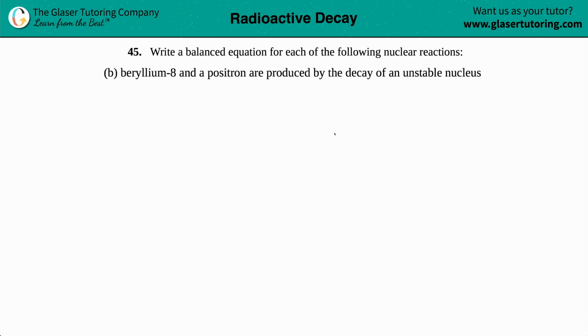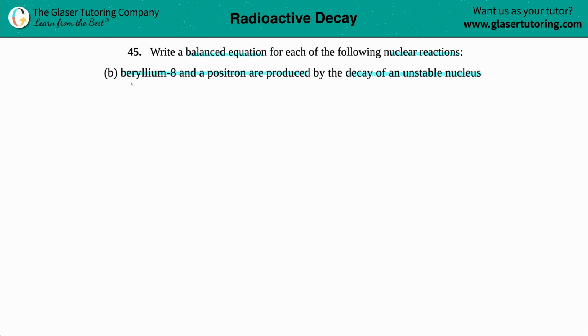Number 45. Write a balanced equation for each of the following nuclear reactions, and then we have letter B. In this case, we have beryllium-8 and a positron produced by the decay of an unstable nucleus. From this information, we have to make a balanced equation, which means something's got to be on the left side of the yield sign and something's got to be on the right. Through the context, they said that beryllium-8 and a positron are produced.